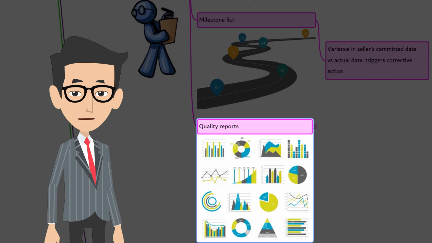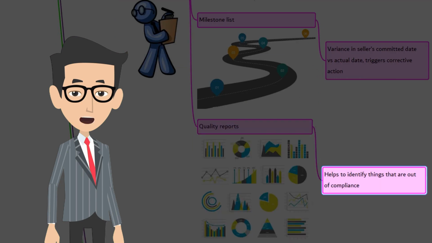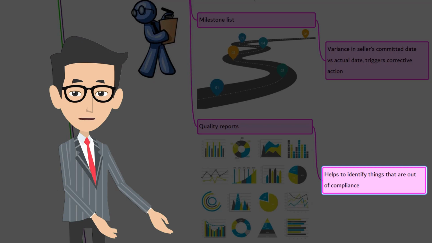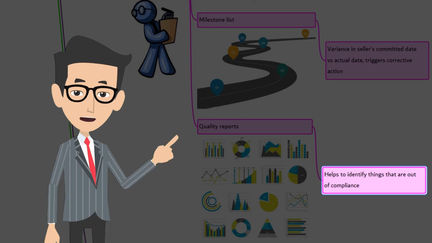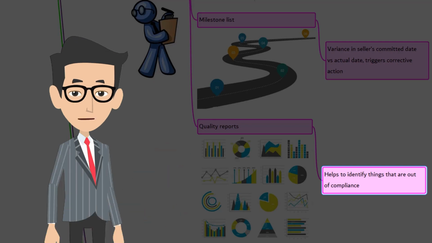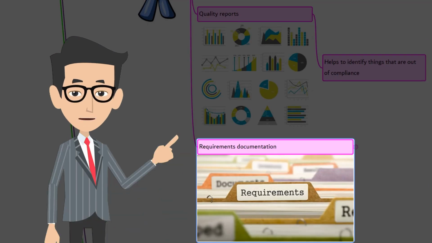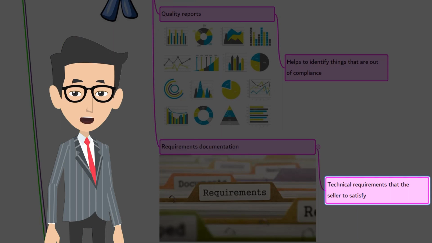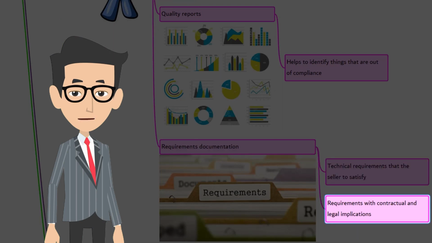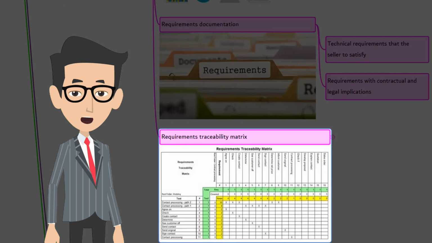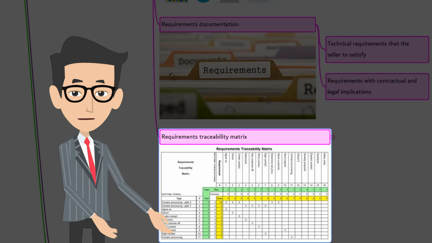Quality reports. Quality reports help to identify things that are out of compliance. They may be out of process, procedure, or products. Requirements documentation. Requirements documentation may include technical requirements that the seller is required to satisfy, requirements with contractual and legal implications.